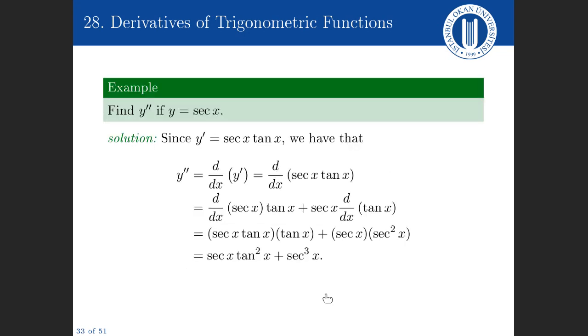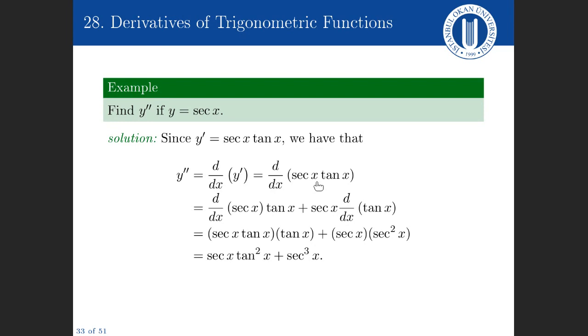Find y double prime if y is equal to sec x. In other words, find the second derivative of sec x. We know the first derivative because it was on the previous slide. The first derivative is sec x tan x. We need to differentiate this a second time. We need to calculate the derivative of sec x tan x.